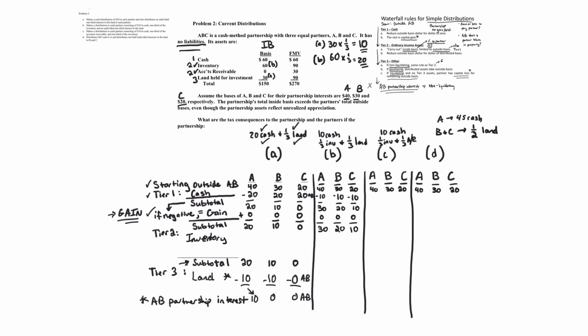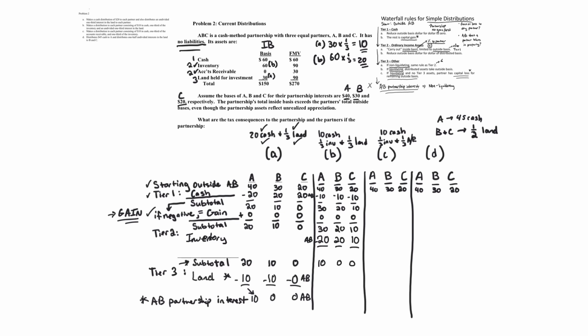So the lesser of 30 and 20 is 20. The lesser of 20 and 20 is the same, so it's 20. The lesser of 10 and 20 is 10. And then we subtract. And this is the adjusted basis of the inventory that each partner receives. And then we bring down the subtotal. So subtotal is going to be 10, 0, and 0.